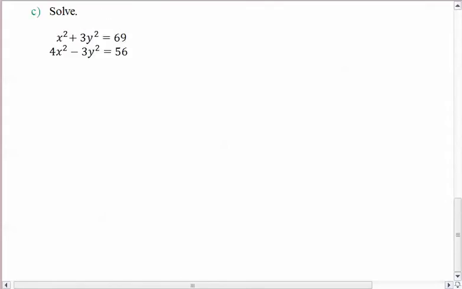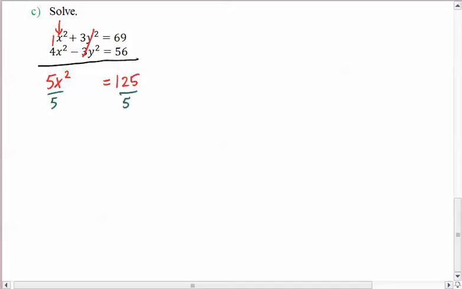Okay, so let's take a look. I'm looking for additive inverses, and I notice that I have a positive 3 and a negative 3 right here. So that means that I'm just going to go ahead and add my columns, right? So this is actually 1, so that's going to be 5x squared. This column goes away when I add them. And when I add the last bit, I get, what, 125? Oh, how nice.